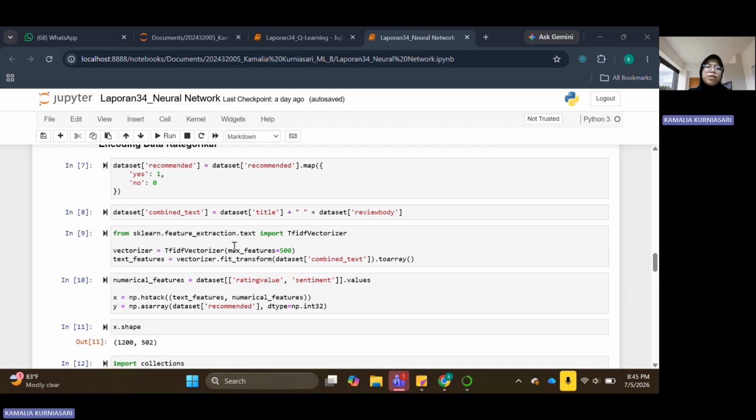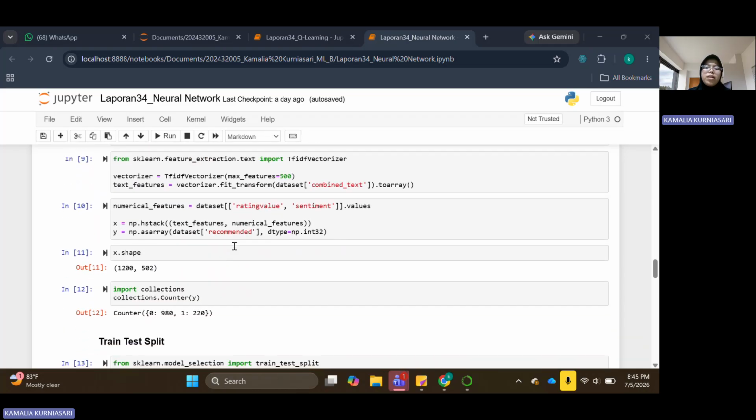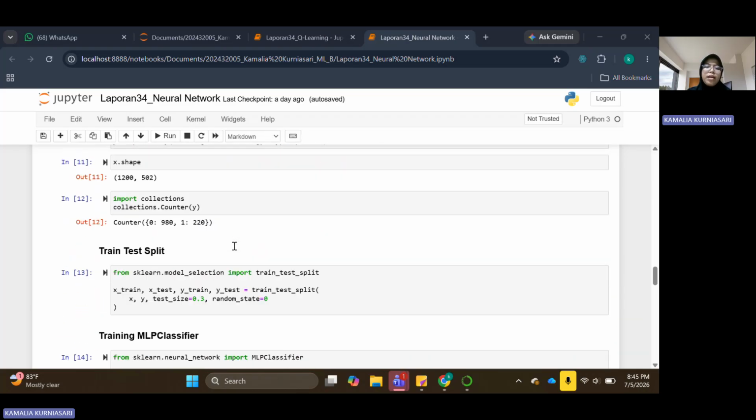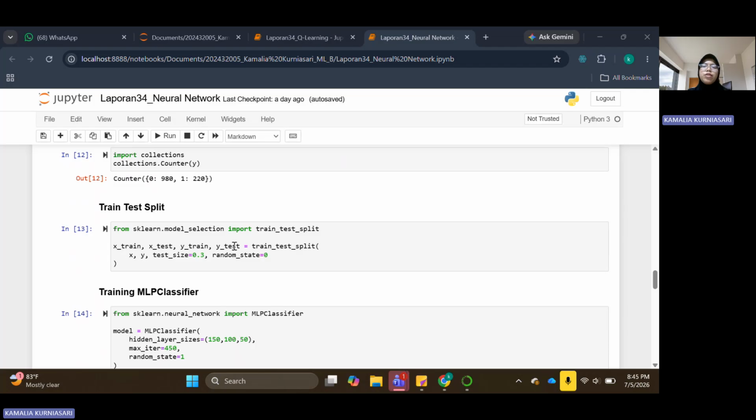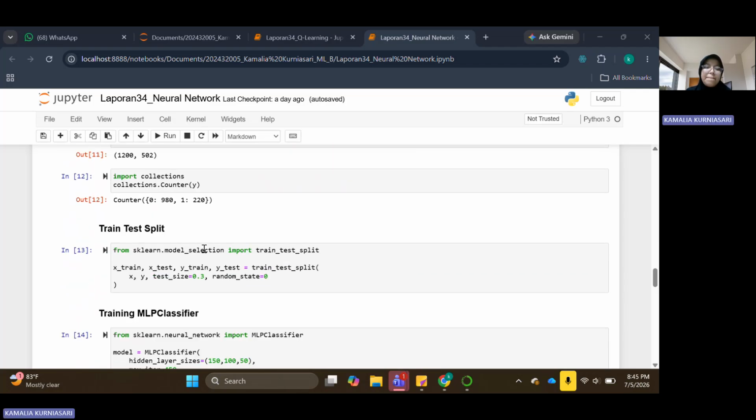And after pre-processing the data, I separated the dataset into features and target. Then I split the data into 70% training data and 30% testing data. The training data was used to train the model, while the testing data was used to evaluate model performance on unseen data.